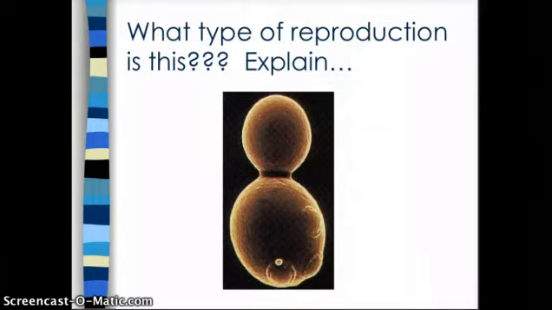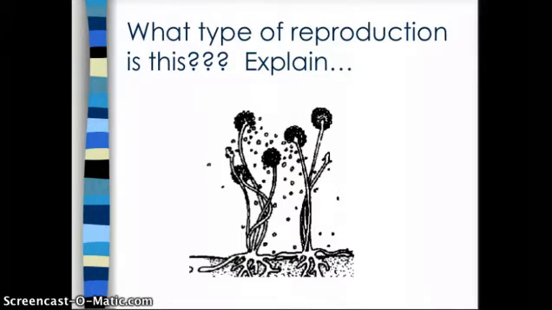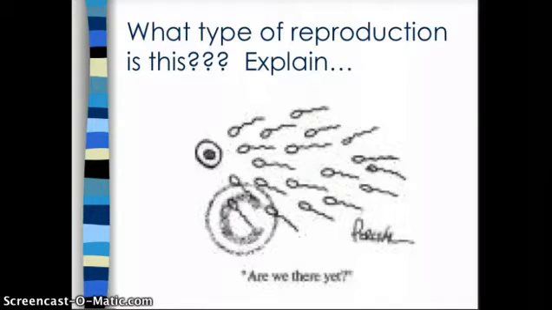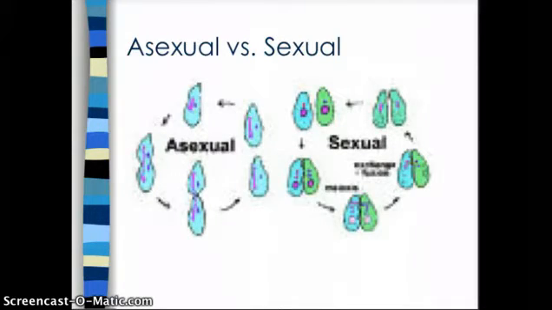Here we have a yeast cell. This is asexual, and it's known as budding. We have bread mold, asexual, and this is sporulation. We have another example here, which is asexual, and this is regeneration. And this is asexual and regeneration. We see sperm and egg, so this is sexual. So we're going to discuss asexual versus sexual.